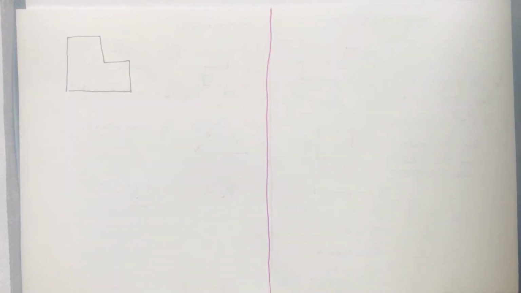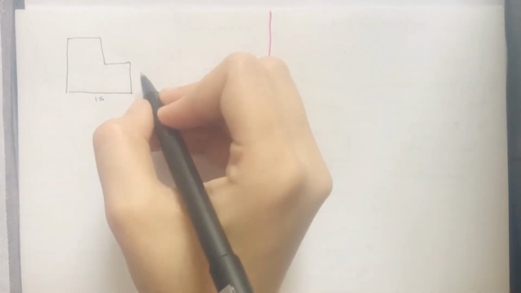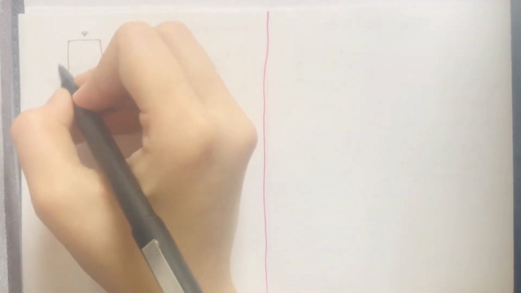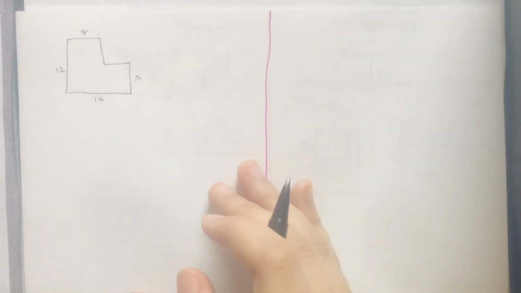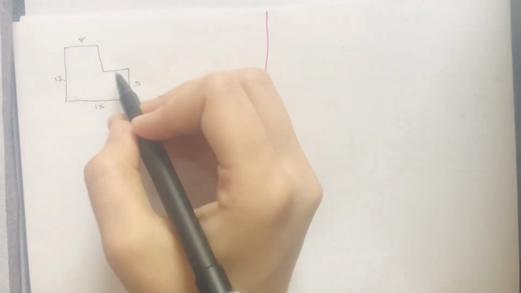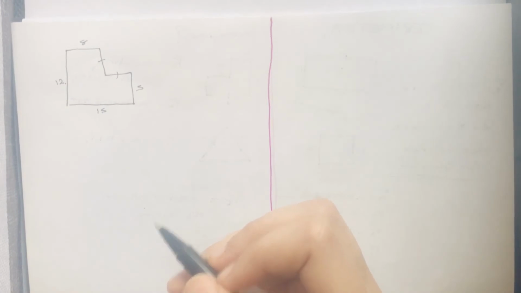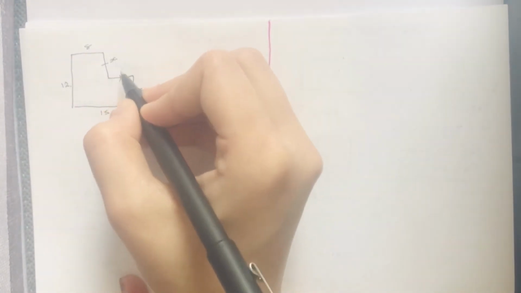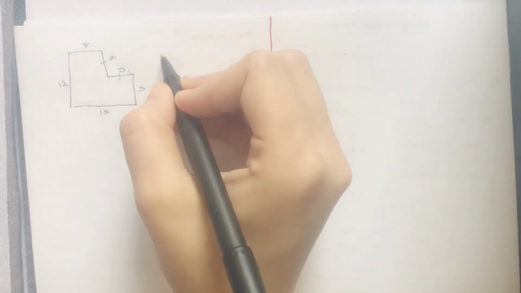Okay, so let's move on to our next irregular shape that has 15 here, 5, 8, and 12. Okay, so now we have the shape. How to go around? It kind of looks hard, doesn't it? We don't know what this is, we don't know what this is. Well, it's not hard. Just label them as X and Y and then continue as you would, okay?